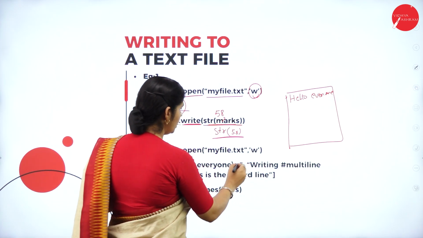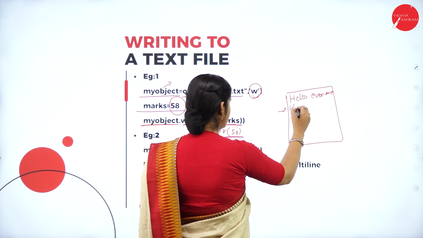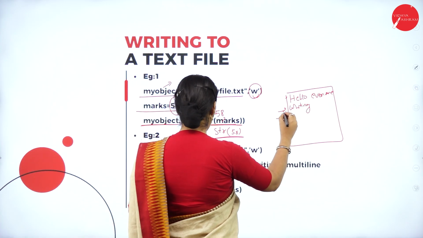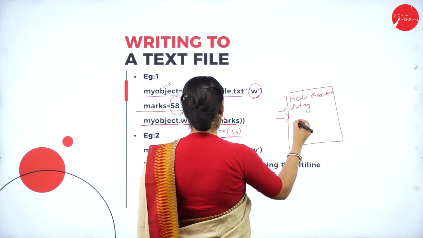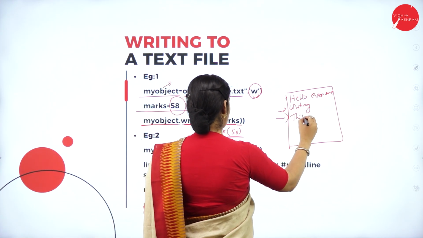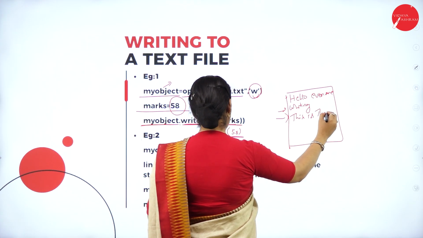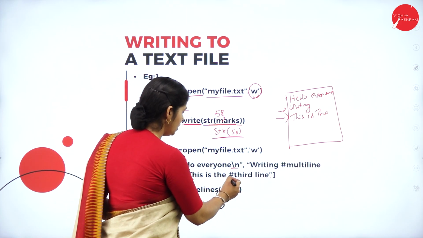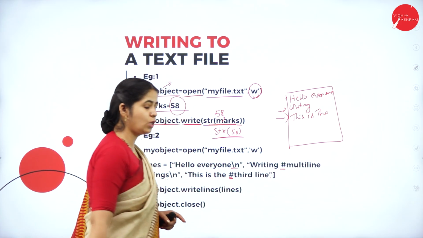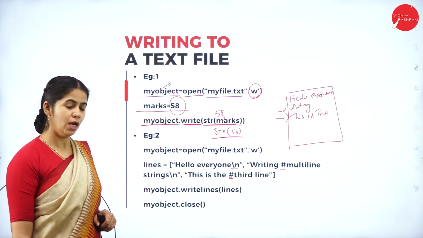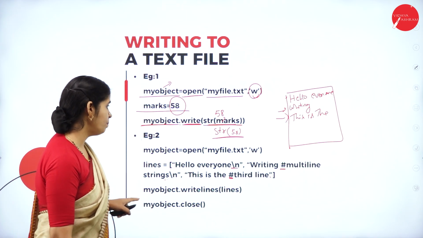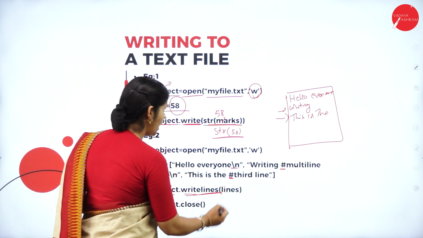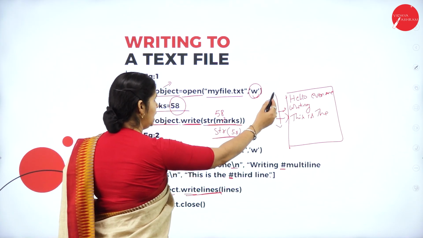In the next line, it will give writing, and in the next line it will give this is the third line. It will give whatever is there within this particular symbol. It is called a comment line. It won't be printed. Comment will not be printed. So, when I call my object's writelines function, how many lines have we written? We have written 3 lines.